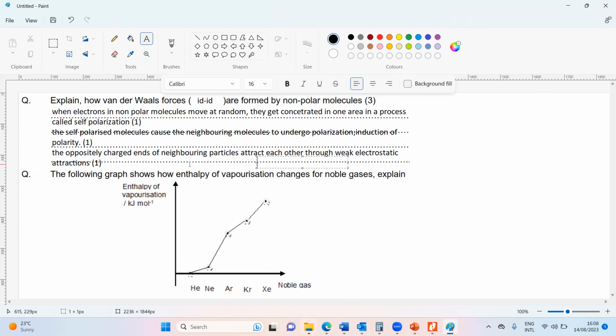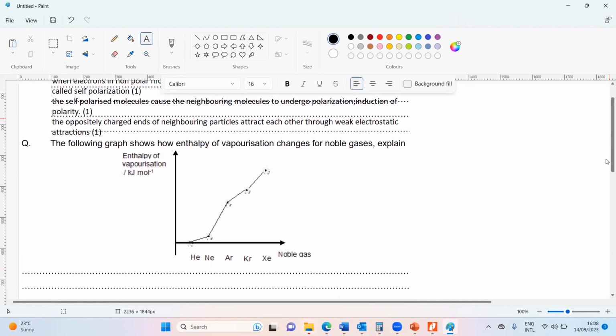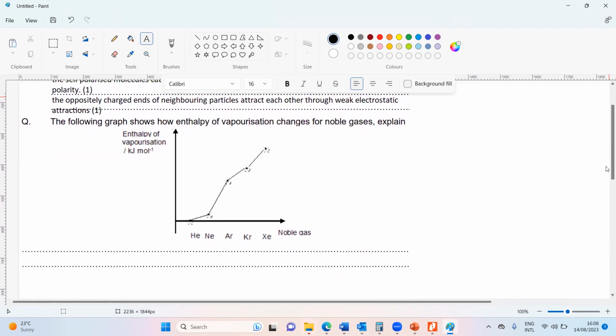Next question. The following diagram shows how enthalpy of vaporization changes for noble gases. What's the meaning of enthalpy of vaporization? I had to explain this to you first. Children, enthalpy of vaporization means the energy change involved to evaporate a substance. When you want to evaporate a substance, intermolecular attractive forces should be broken down. So vaporization is all about breaking intermolecular attractive forces.